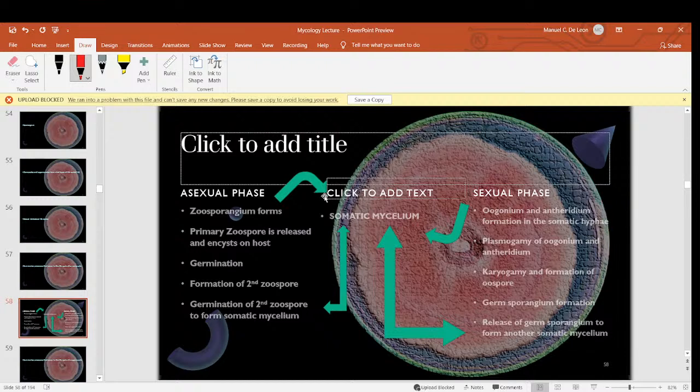Okay. Now, in the sexual phase of this one, an oogonium will be formed within the hyphal structure, within the mycelial structure of the fungus. Within it, you have what you call the oogonium and the antheridium. Both of these two will be located in nearby hyphal structures. All right. So I will draw it like this.